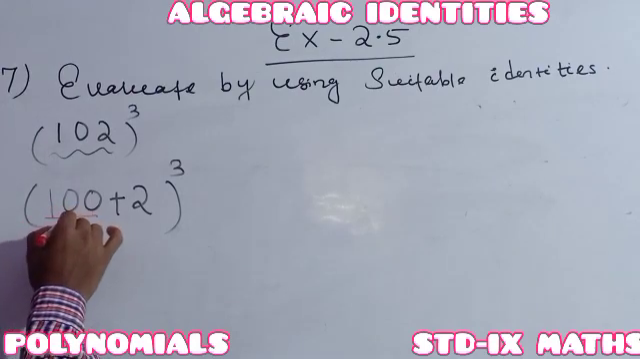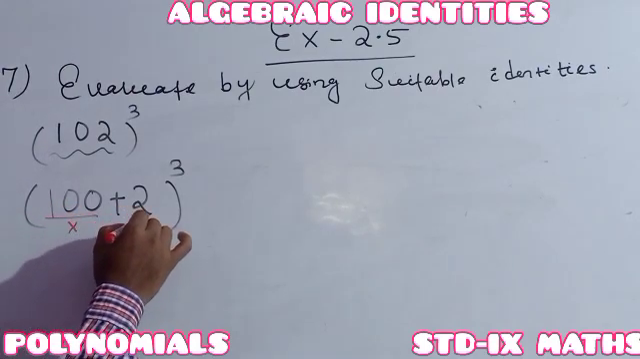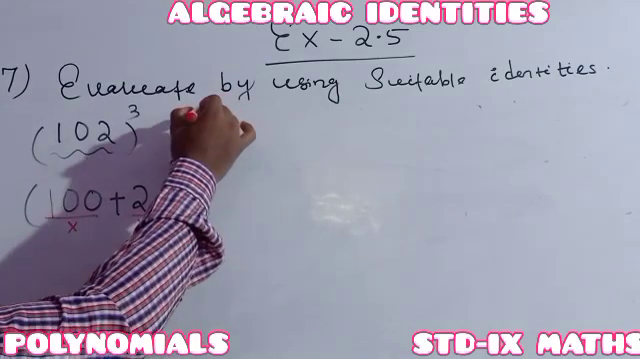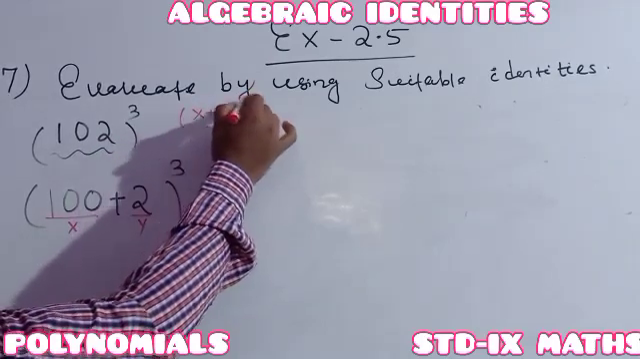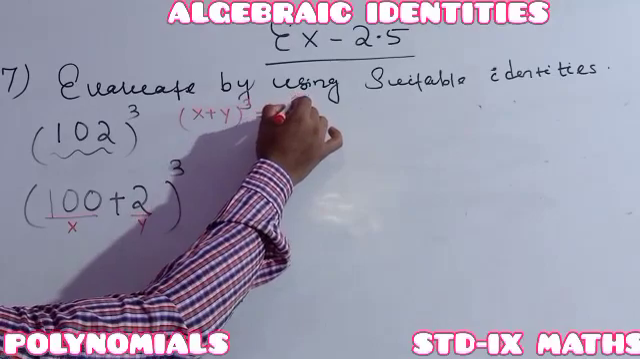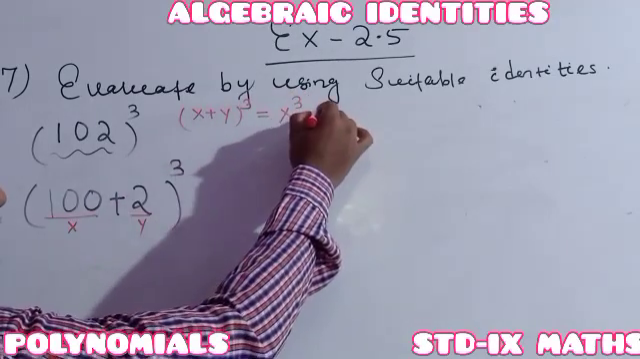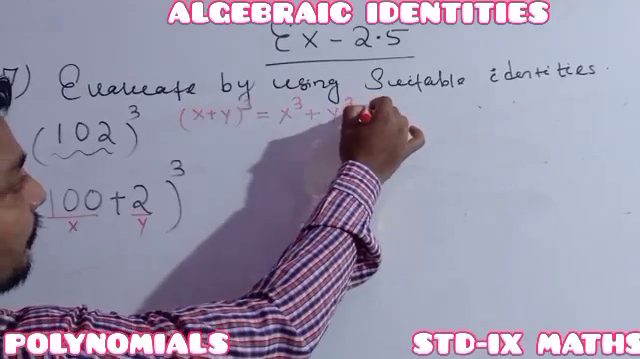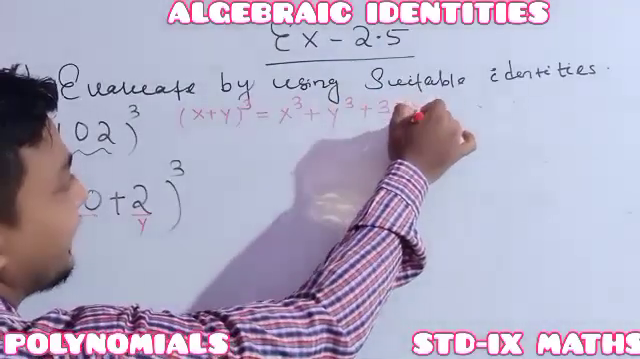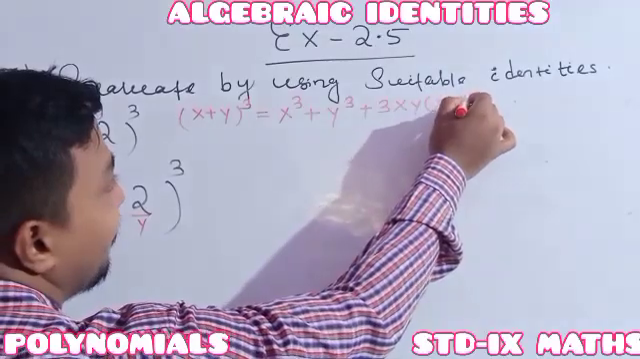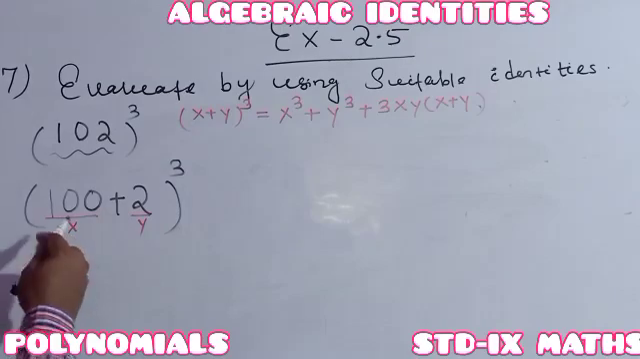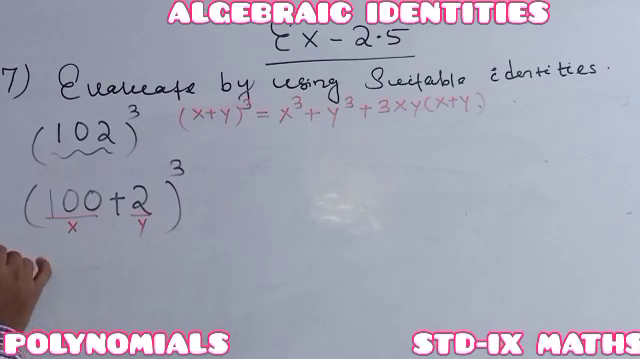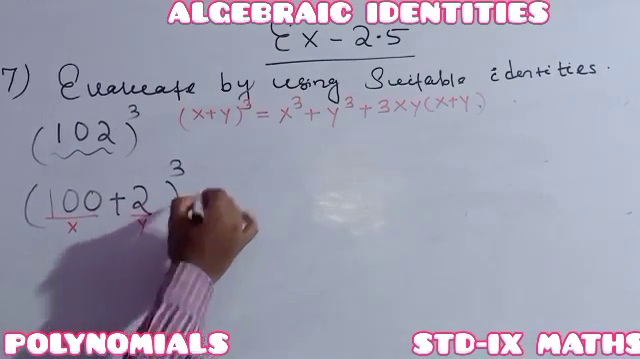Suppose this one is x, this one is y. So here I am writing (x plus y) whole cube. The formula is known to everyone. It is x cube plus y cube plus 3xy whole into (x plus y). Understood or not understood? So first we have already detected which one is x and which one is y. So only we have to put the formula. See, only we have to put the formula.